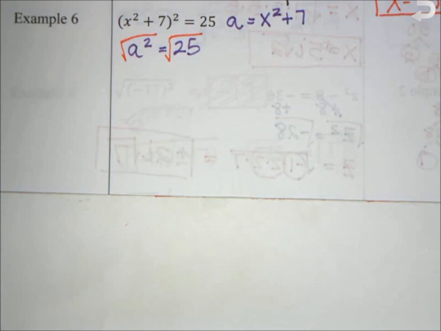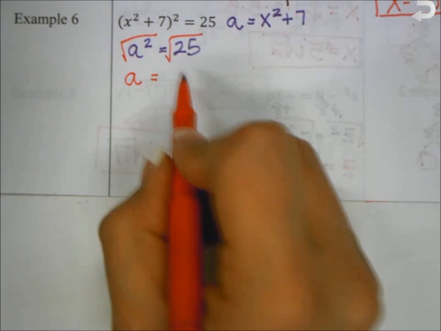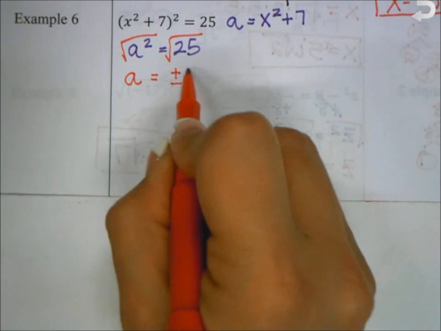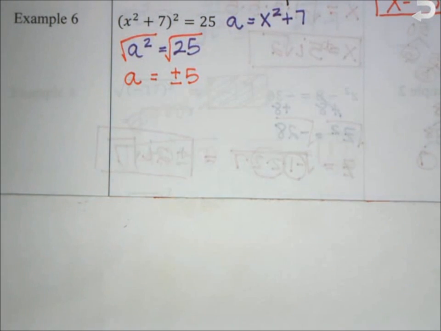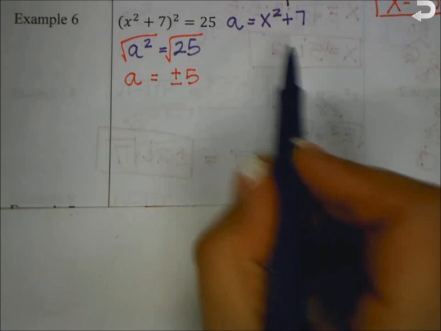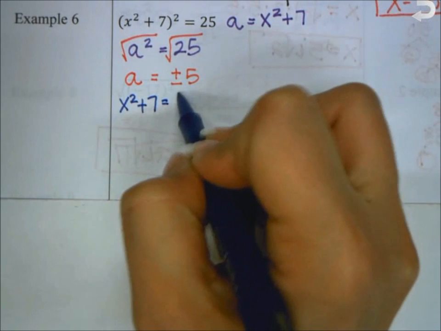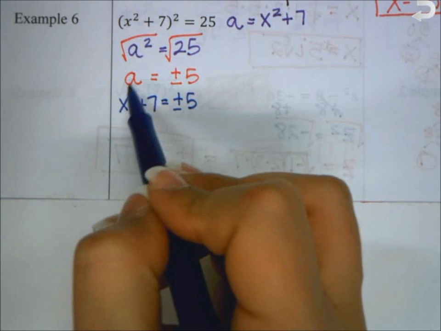And then what do I do? Right, I plug it all back in. So we get X squared plus 7 equals plus or minus 5. So we weren't done here. We had to plug the value for A back in. So we get X squared plus 7 equals plus or minus 5. And then I want to solve for X squared.